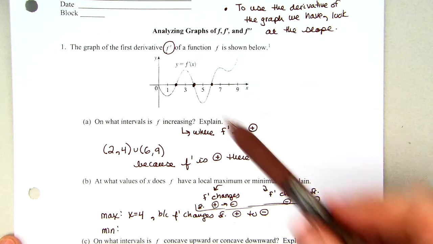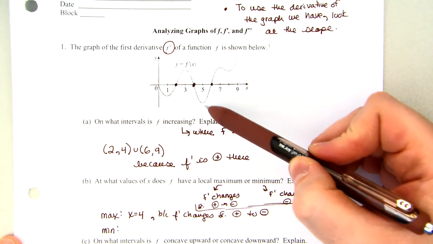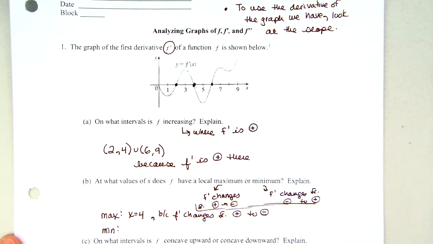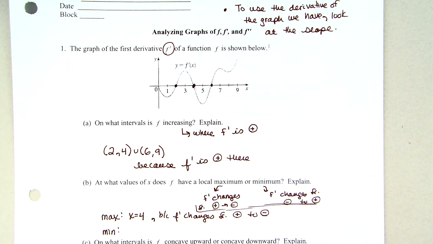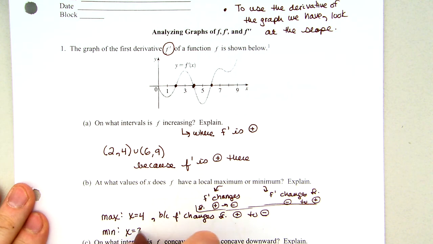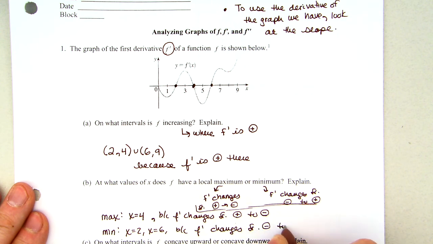I'm looking at the graph of f prime. I want to know when those y values change from positive to negative. I see that at x equals 4. So where are the minimums? X equals 2, x equals 6. Why? Because f prime changes from negative to positive.